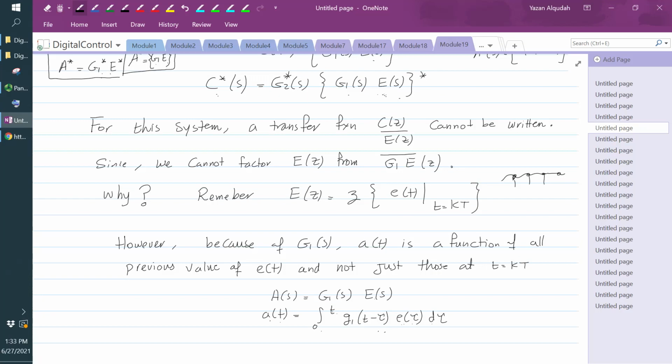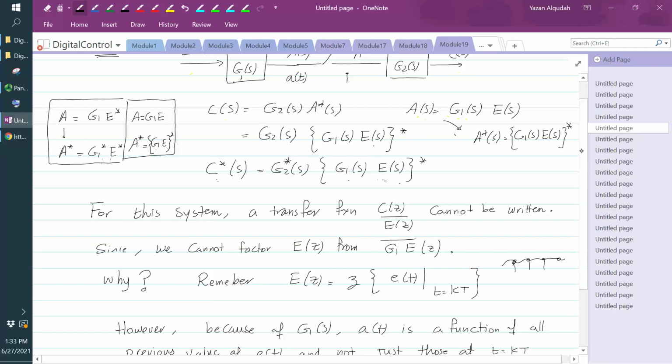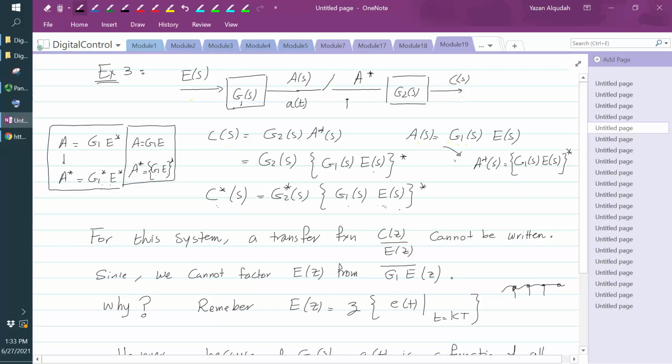If I calculate the output A of T at time T1, it is going to equal the integration from 0 to T1 of G1 of T minus tau, E of tau, d tau. Which means not only the signal E at T1 makes this output, but all the values of the signal E at previous times contribute to the output A at T1. And therefore, I cannot get a relationship between E directly and the output C of T or C of S.